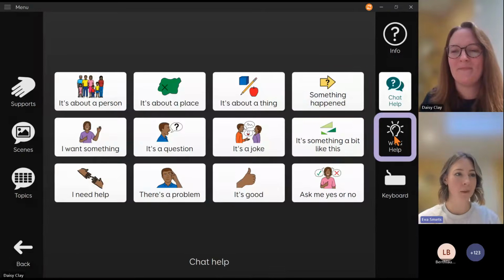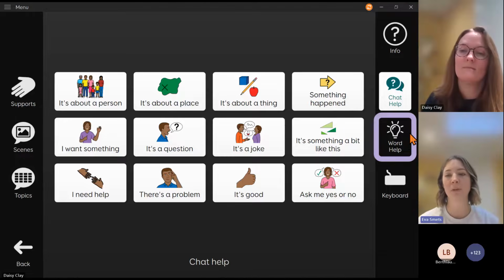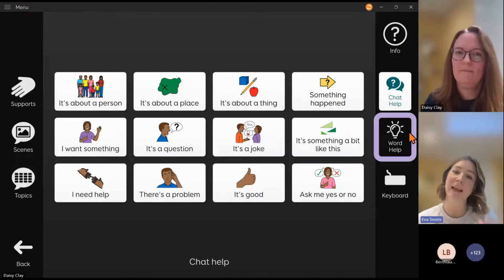So that's chat help. And then the next feature is word help. Word help, in contrast to chat help, is to support the individual who's having word finding difficulties. So they are not able to express the word that they want to say, but they might have some knowledge about that word. So word help is a scaffolded way to support that, really.